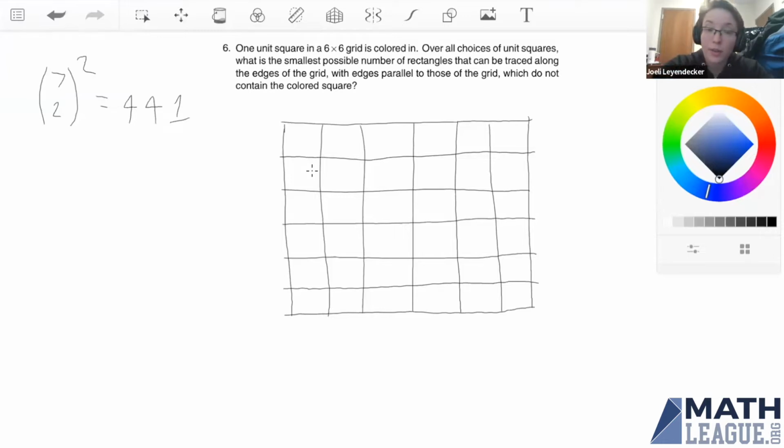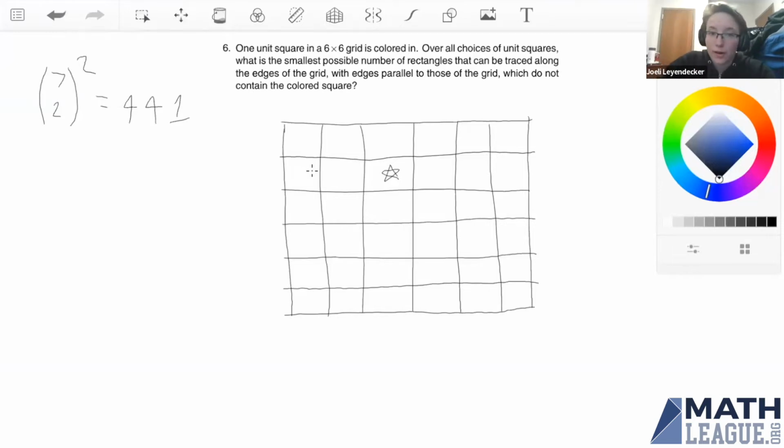So now we could try to do some heavy casework, but that'd be pretty difficult considering how many options we have. So we can do something that makes things a little bit easier for us. To illustrate, I'm going to arbitrarily choose one of these squares to be colored in. Let's say it's this one that I just put the star in.